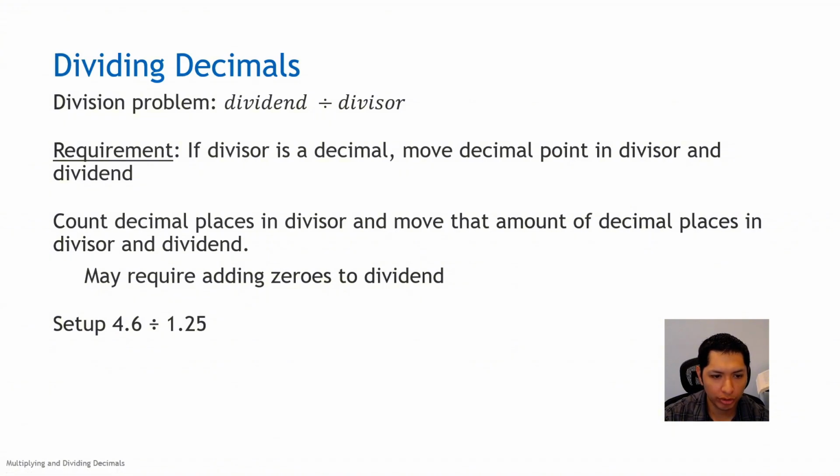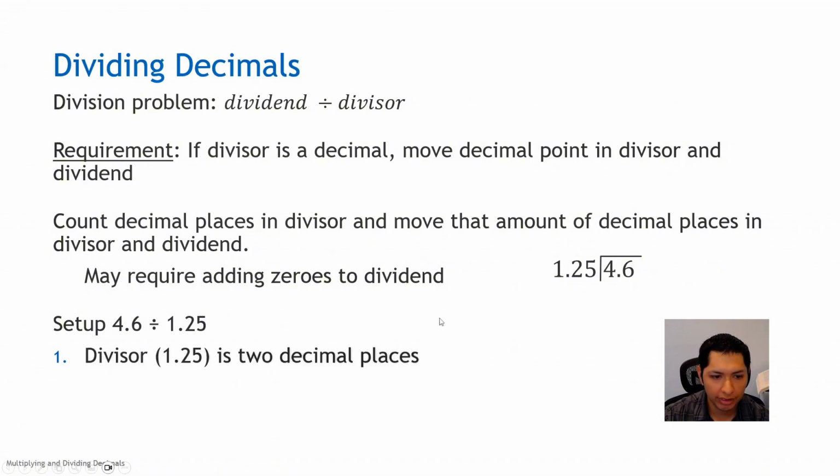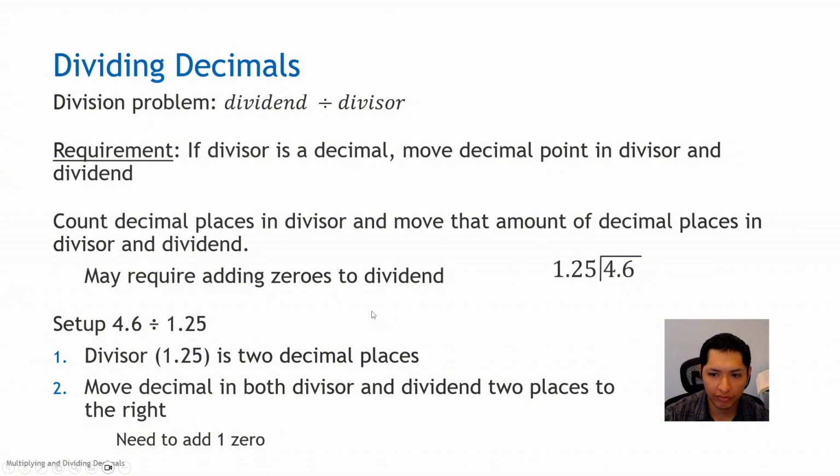4.6 divided by 1.25. If you look at the reference of the parts that make up the division problem, you'll see that 1.25 is the divisor. If you set it up by hand, then it looks like 4.6 divided by 1.25, where 1.25 is outside the little house or hut or whatever you may call it, and 4.6 is on the inside. So since the divisor has 2 decimal places, we are going to move the decimal places in both the divisor and the dividend, or in both numbers, 2 places to the right, and we will need to add 1 zero.